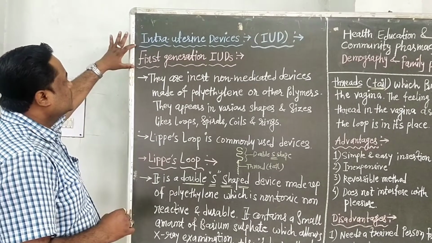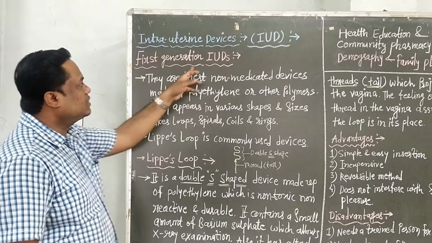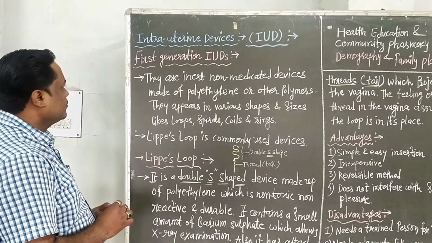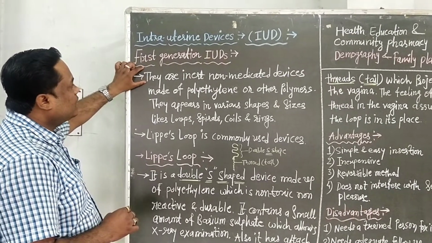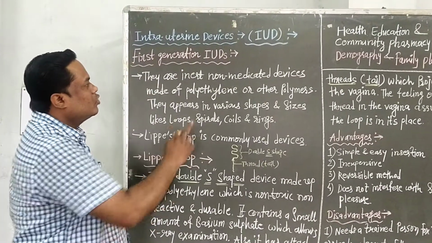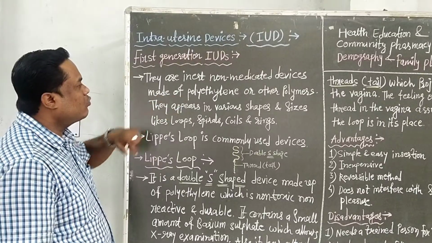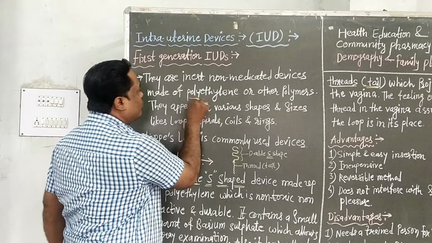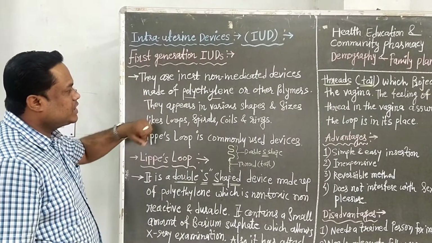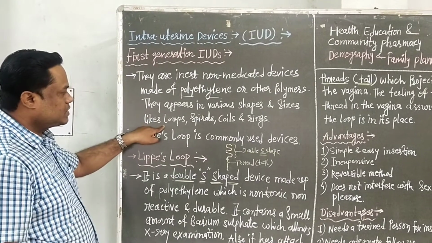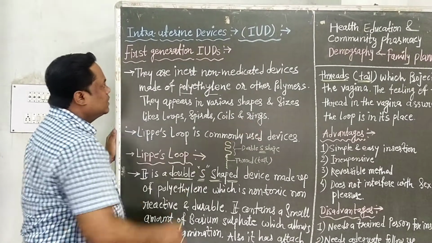Then first, in this lecture, you have to see the first generation IUDs. IUDs being the intrauterine devices, which are used for family planning. These intrauterine devices are inert, non-medicated devices, and they are made up of polyethylene or other polymers. They appear in various shapes and sizes, like loops, spirals, coils and rings.